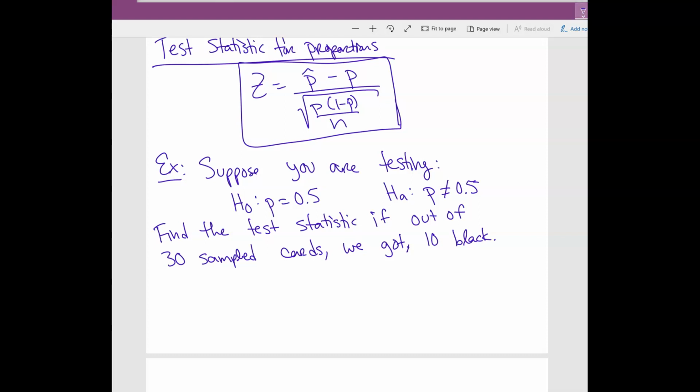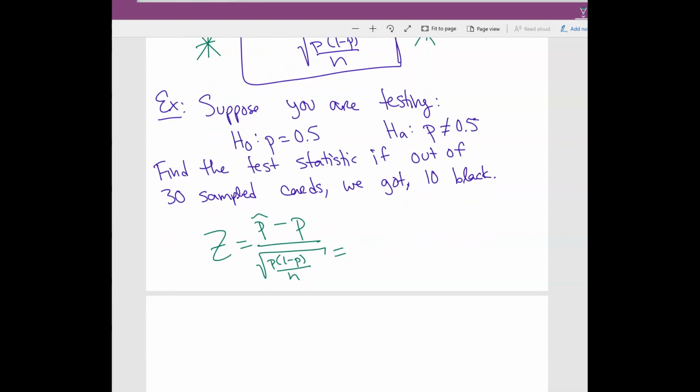Since we want to find the test statistic, here is the formula. We're just going to ignore the H0 and the HA for now. So z in this case is going to be equal to p hat minus p divided by the square root of p times 1 minus p over n. That's my formula for the test statistic. You're going to find the z-score of this. Now p hat in this case is what we got. We got 10 out of the 30, so that's my p hat, minus p. What is p? Well, p is equal to 0.5, divided by the square root of 0.5 times 1 minus 0.5, divided by n. n is the total number of sampled cards, which is 30.